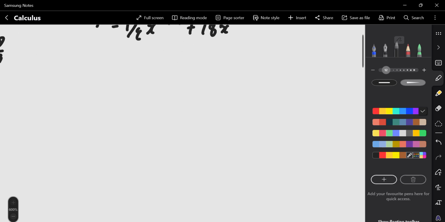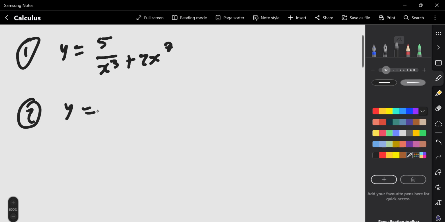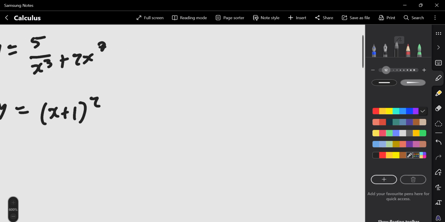So let me give you an example now. Let's do these. Let's go number one. Let's go for y equals 5 over x cubed plus 2x to the 7. And let's go for number 2. y equals x plus 1 all squared. So if you can, try these examples. It should be nice and simple. Pause and have a go. I'm going to walk through it now.